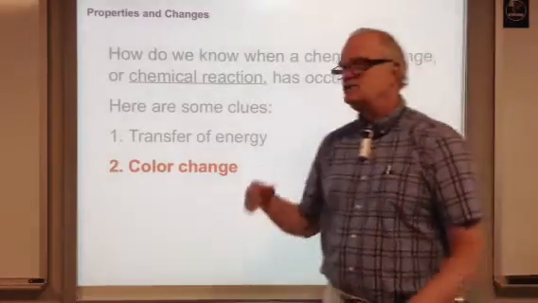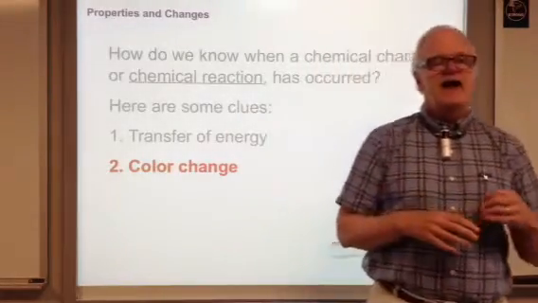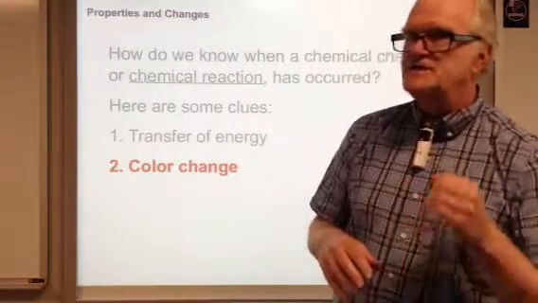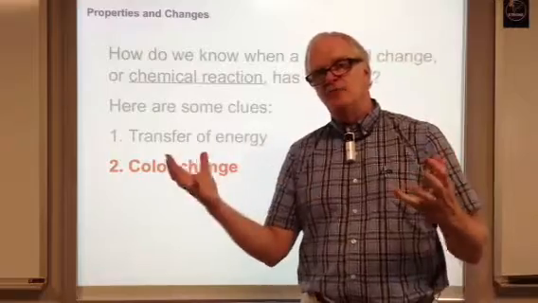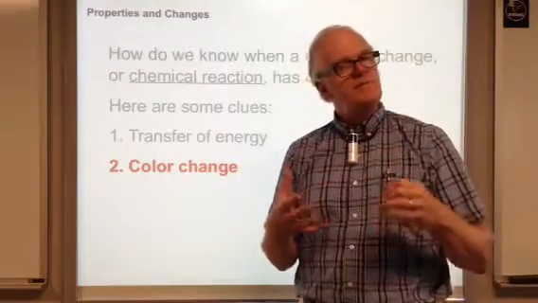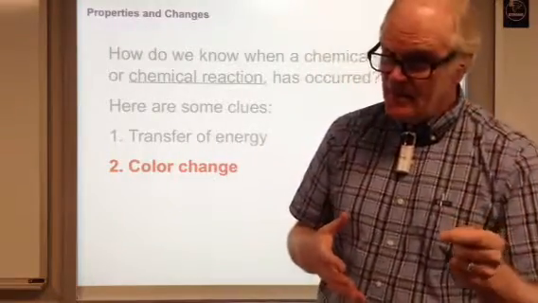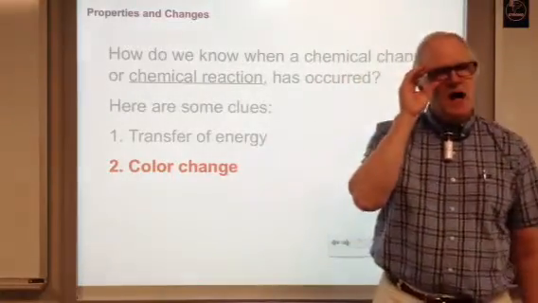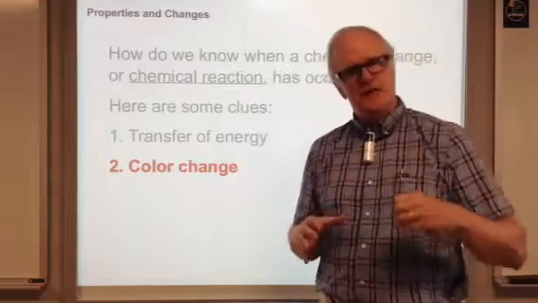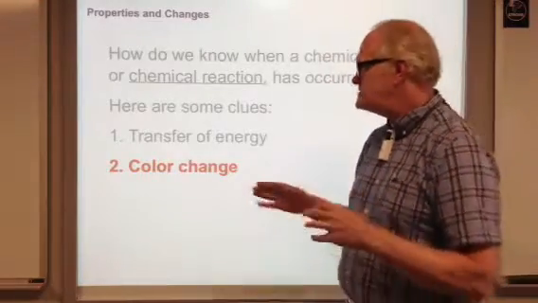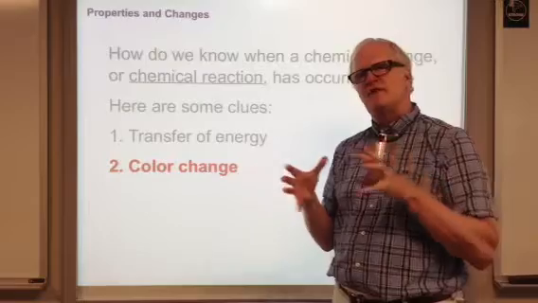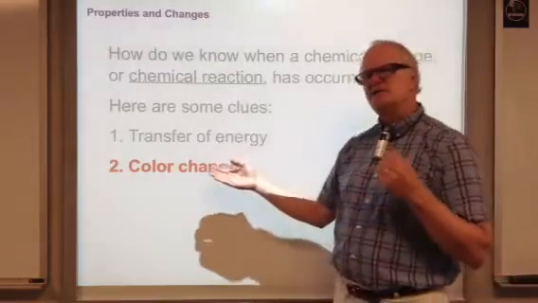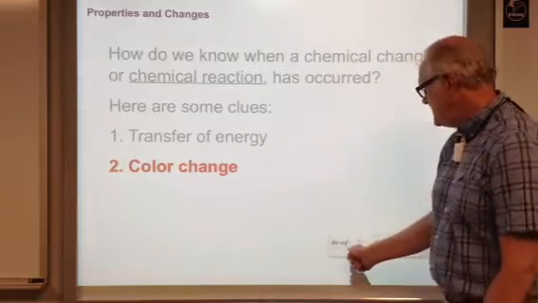We might see a color change that helps us to know that a chemical reaction has occurred. Not every color change tells us that. If we have yellow paint and blue paint, we mix it, we get green paint. That's not a chemical reaction, but many significant color changes are associated with chemical reactions. And when we see a color change, particularly if it goes along with something else, that significant color change is a clue that a chemical reaction has occurred.